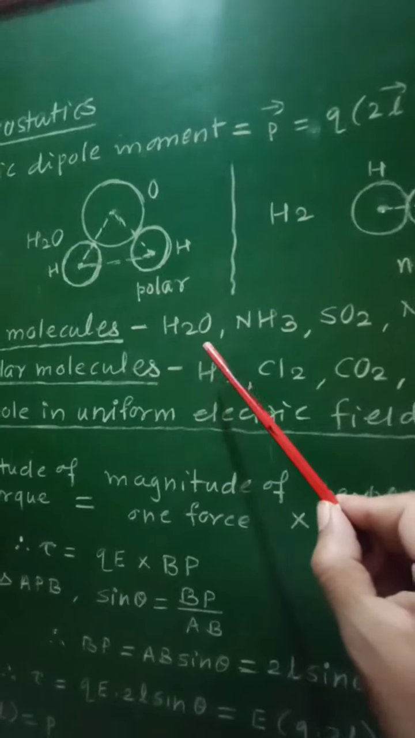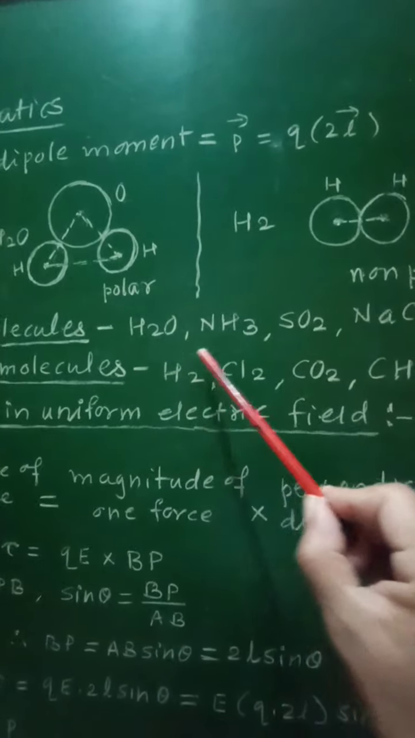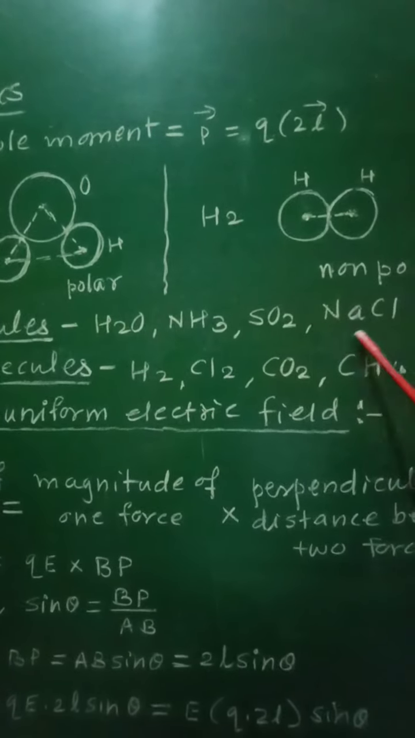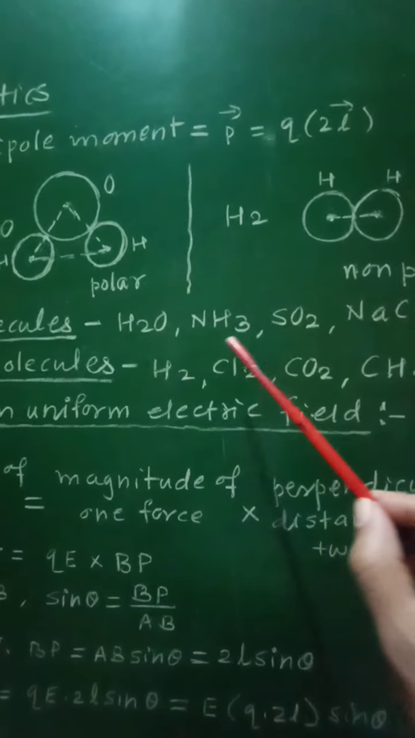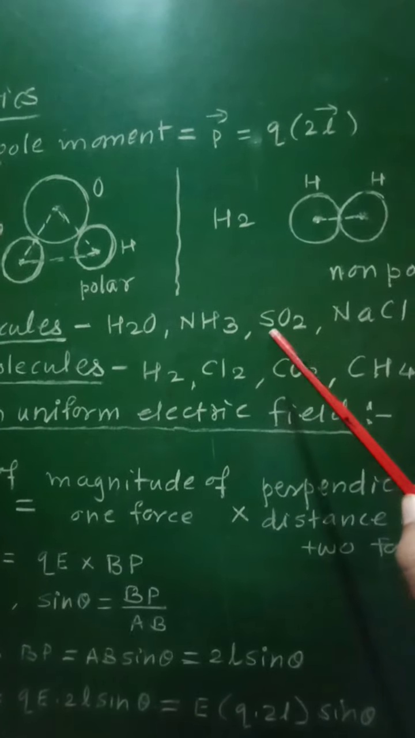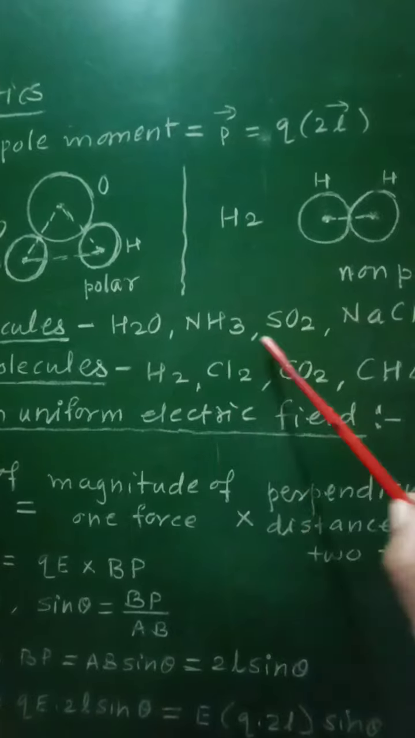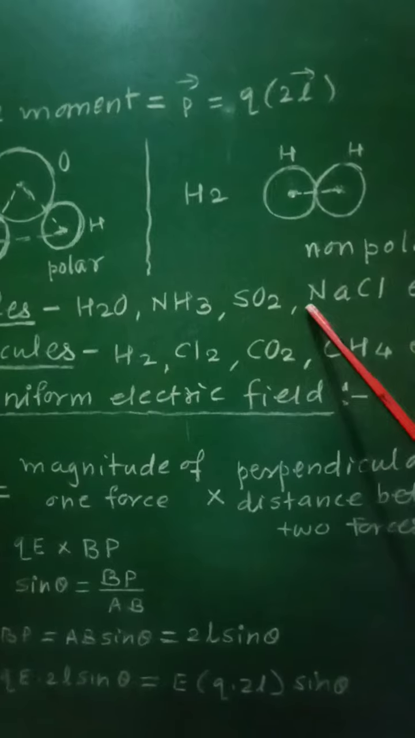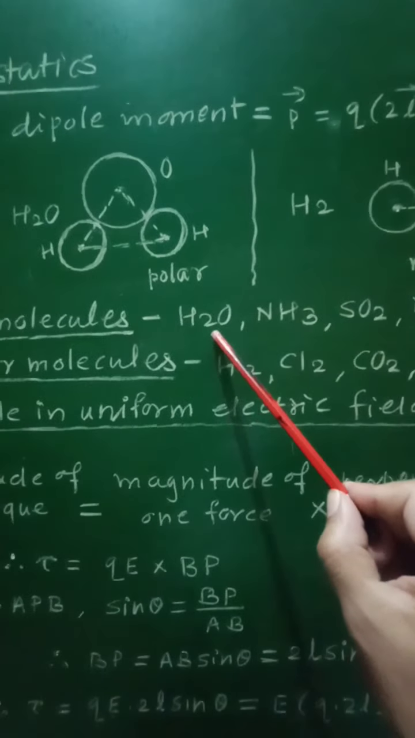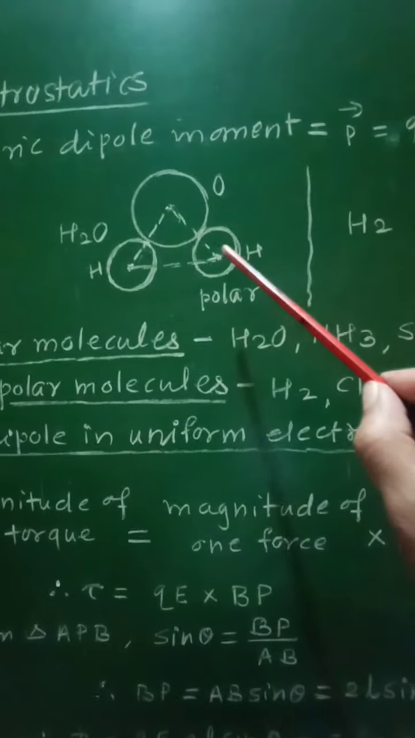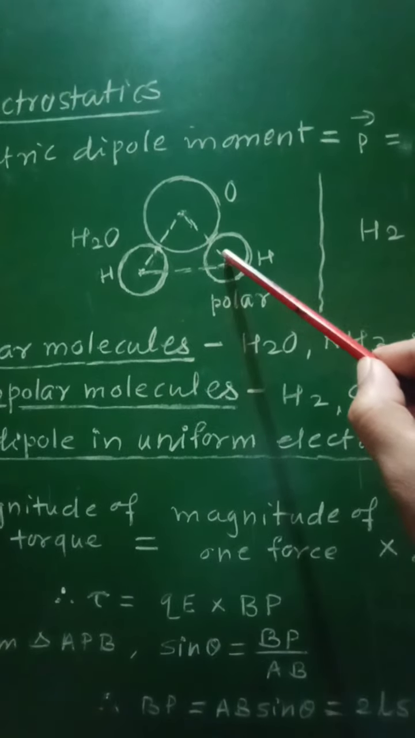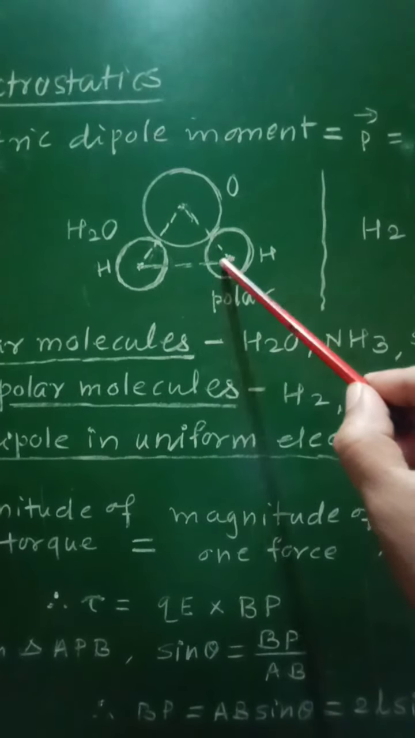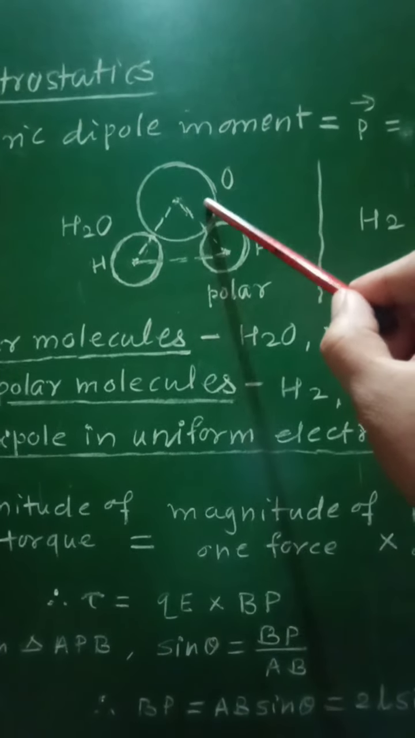So all these molecules will represent polar molecules, because the center of positive charge for all these molecules and their center of negative charge are naturally separated, that is they are not lying at the same point, hence these molecules are polar molecules. For example, if you consider H2O molecule, that is water molecule, then it will have 2 hydrogen atoms and 1 oxygen atom.